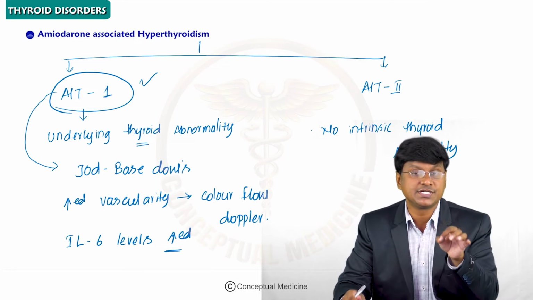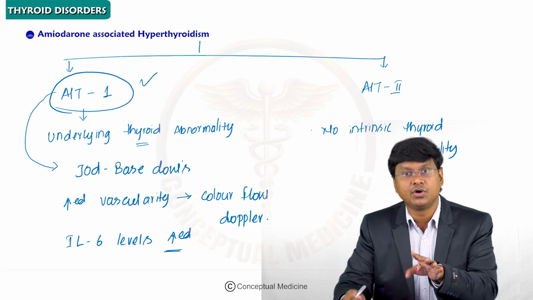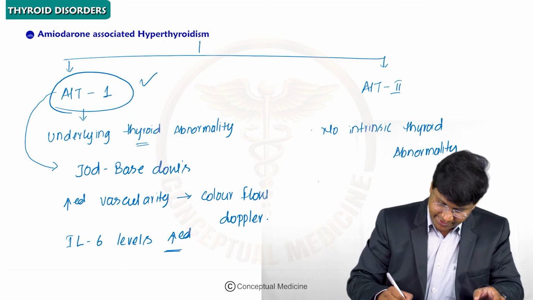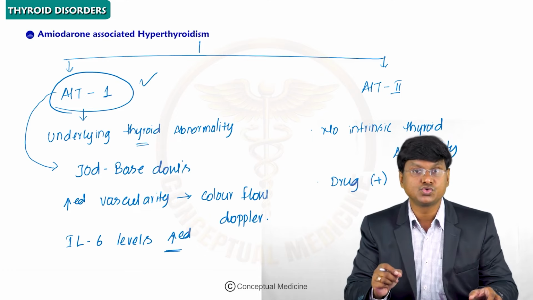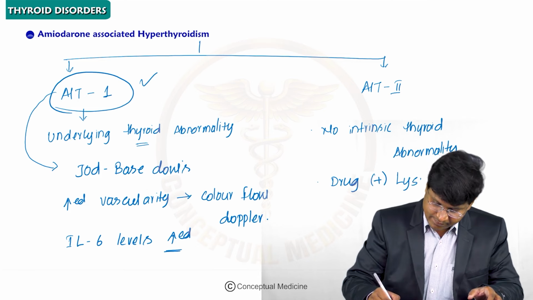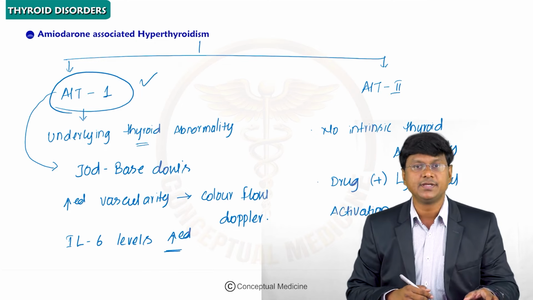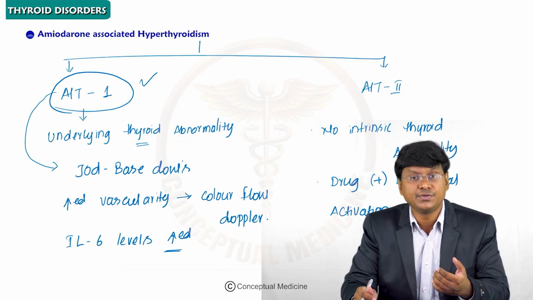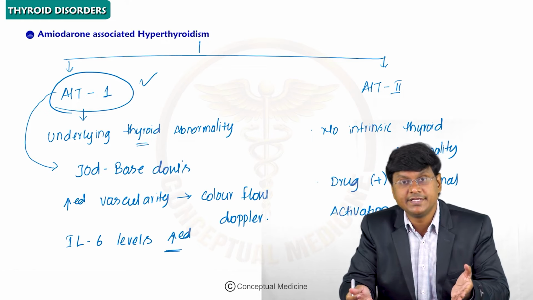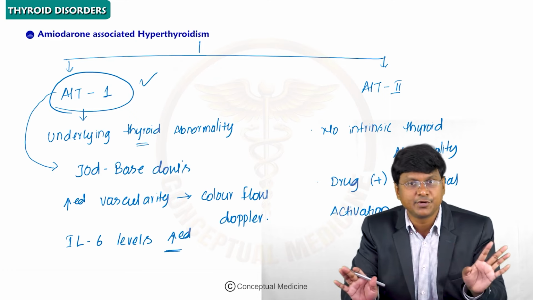Here, thyrotoxicosis results from drug-induced lysosomal activation leading to destruction of the thyroid, that is, destructive thyroiditis. This amiodarone-induced thyrotoxicosis type 2 can resolve spontaneously, or occasionally it will lead to hypothyroidism, but most of the time it will resolve spontaneously.